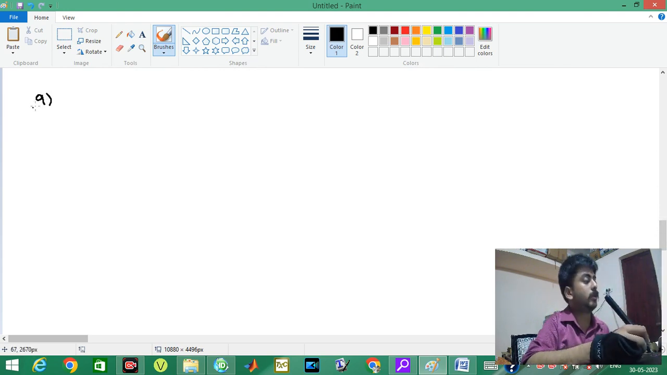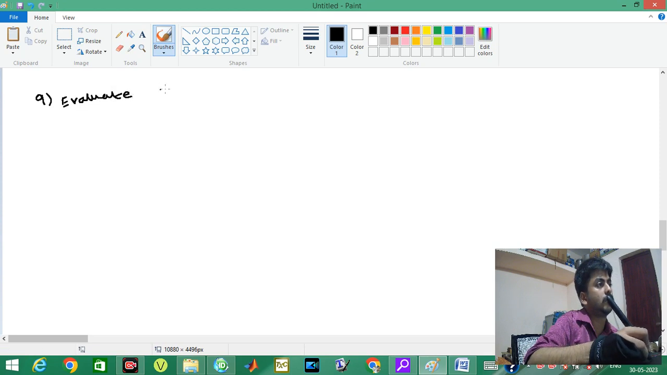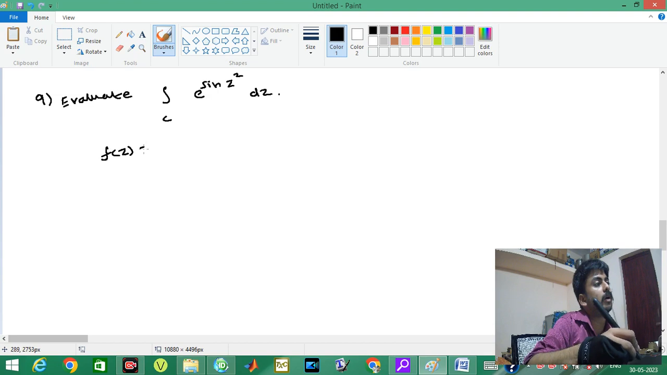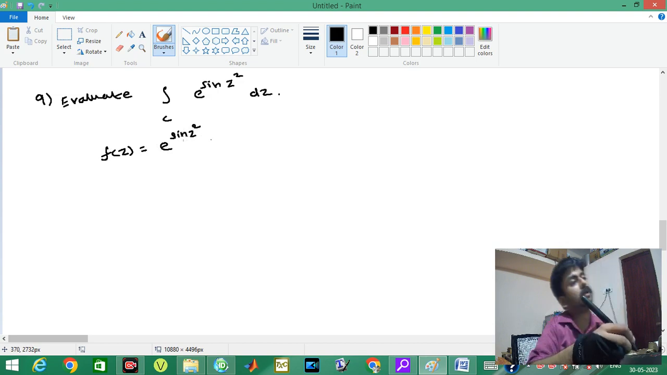Our ninth problem is: evaluate the integral over C of e power sine z square dz. Okay, now what is our f of z? f of z equal to e power sine z square. So we can make many functions here.